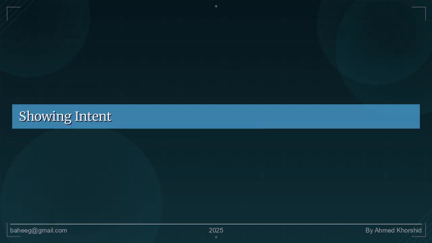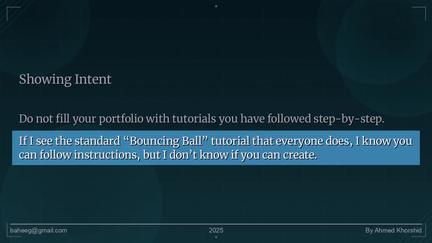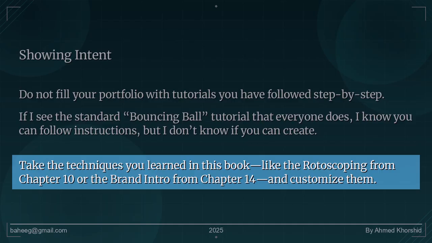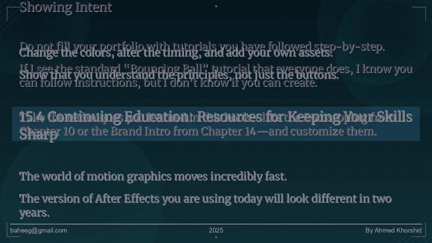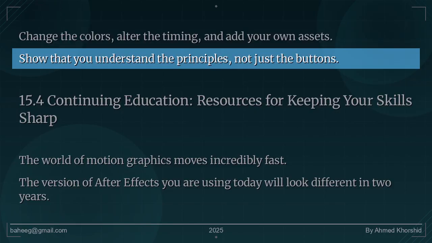Showing intent. Do not fill your portfolio with tutorials you have followed step by step. If I see the standard bouncing ball tutorial that everyone does, I know you can follow instructions, but I don't know if you can create. Take the techniques you learned in this book, like the rotoscoping from Chapter 10 or the brand intro from Chapter 14, and customize them. Change the colors, alter the timing, and add your own assets. Show that you understand the principles, not just the buttons.